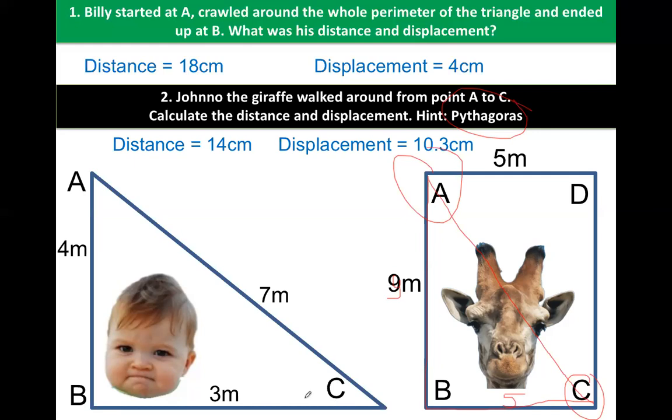Anyone confused? So basically, you have to draw a triangle. This is 9, this is 5. And then this will be the square root of 9 squared plus 5 squared. Pythagoras theorem, basically. And then you'll be able to find the distance between here and here. Okay?